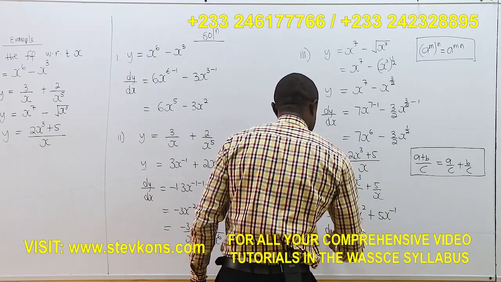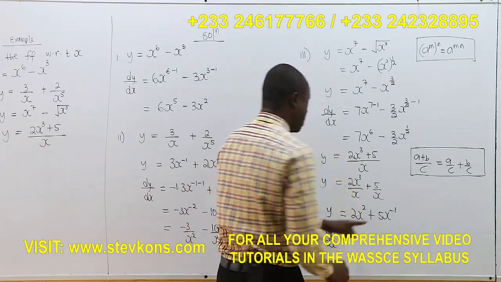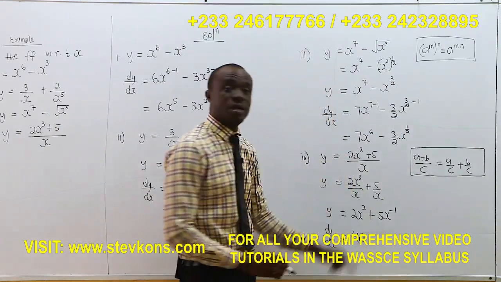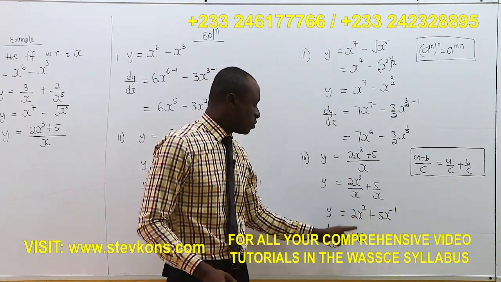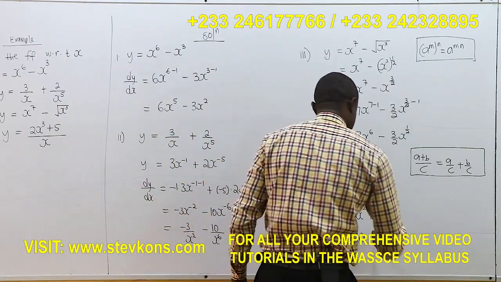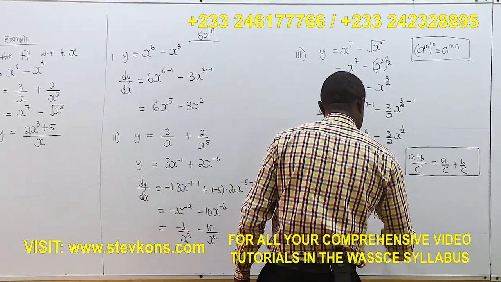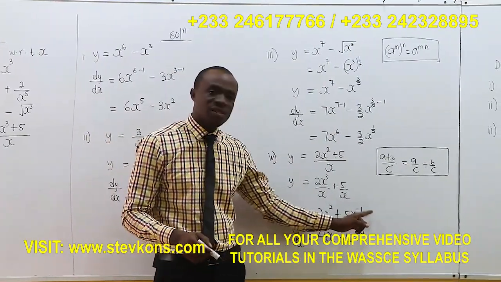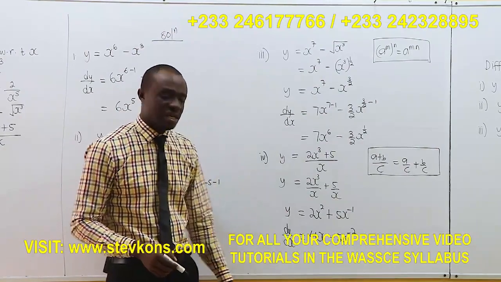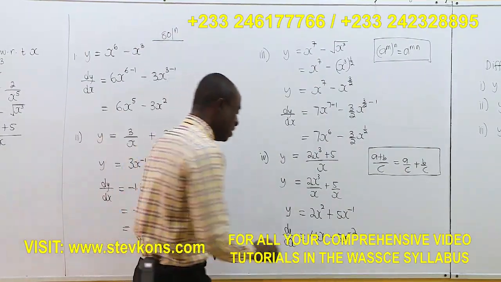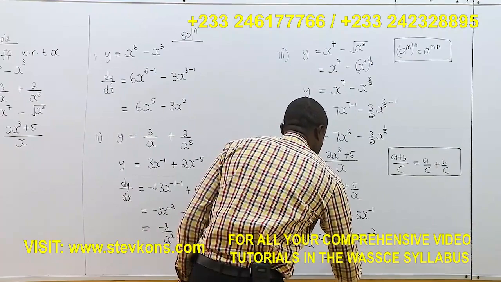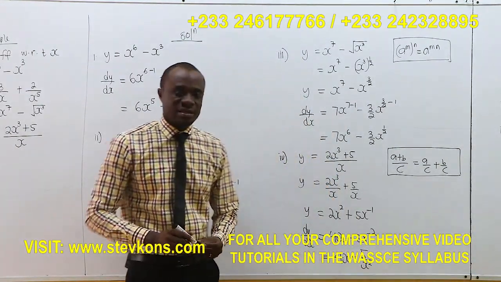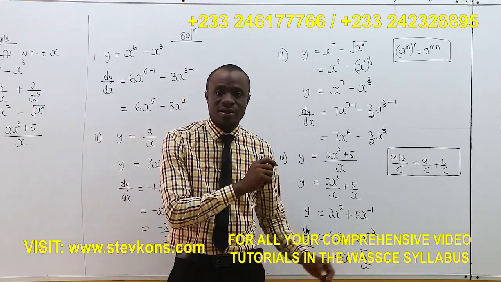Now when you differentiate, our dy/dx, in this case our 2 is coming down, so we have 4x to the power 1, because 2 minus 1 is 1. 2 will come and multiply 2, which is 4. And then we have -5x to the power -2. Why -2? Because -1 minus 1 gives us -2. We can either decide to leave our answer in this way, or we can put it as 4x minus 5 over x squared. We can leave our answer in this form as well.